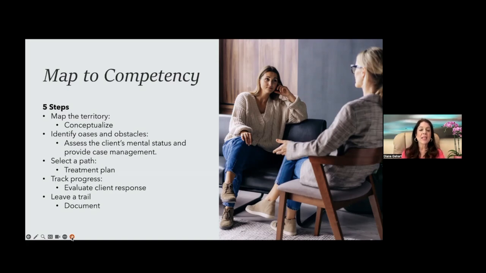The next step is what I call identifying oases and obstacles. That is looking at the strengths and weaknesses around the client's mental health as well as crisis assessment. That is the clinical assessment that I teach in a different video. Then there's treatment planning, selecting a path. Tracking progress is evaluating if it's working or not, and I have another lecture and chapter on that. And then finally, leaving a trail, which is documentation and progress notes and how to write a progress note.